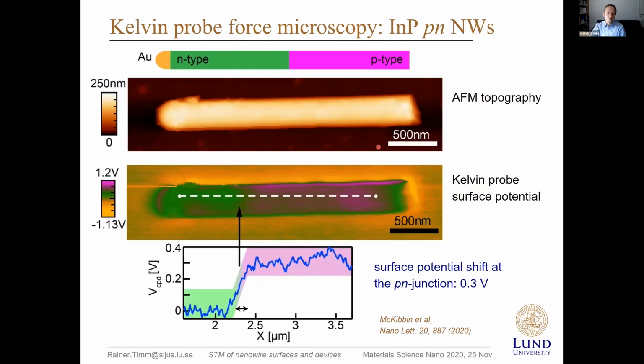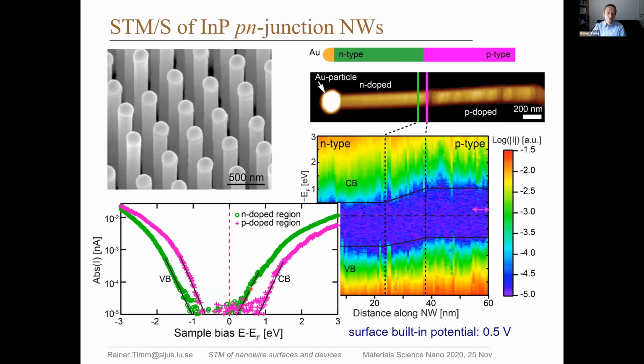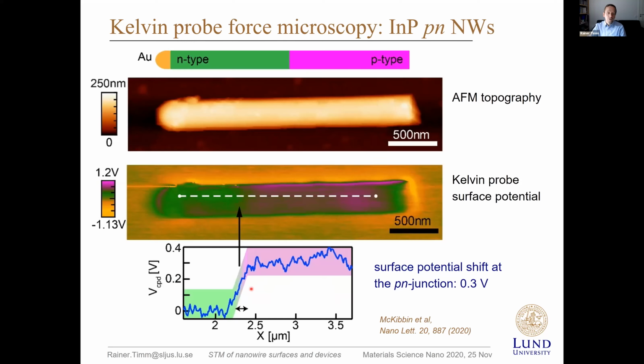We can look at the same type of structure also with an atomic force microscope, where we just see the topography of such a nanowire, and then also use Kelvin probe mode, where we, in an AFM, probe the surface work function. And even in there, you can see a transition here from the p-doped part to the n-doped part. And if we take a line profile here, we see that, oh, in this case, it's only 0.3 electron volts. It was 0.5 before when we looked at it with scanning tunneling microscopy, only 0.3 with the Kelvin probe here.